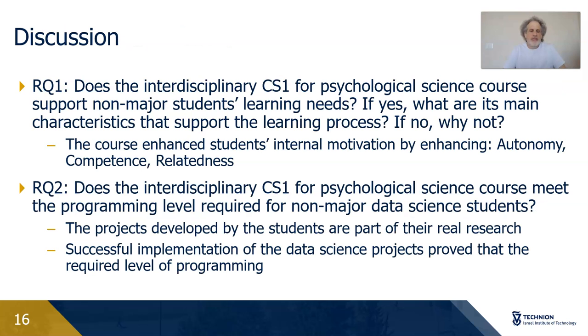We can now answer the research question. And for the first research question, does the interdisciplinary CS1 for psychological science course support the non-major students' learning needs? We can say that the answer is yes, and the course enhanced students' internal motivation by enhancing autonomy, competence, and sense of relatedness. Regarding the second research question, does the interdisciplinary CS1 for psychological science course meet the programming level required for the non-major data science students?